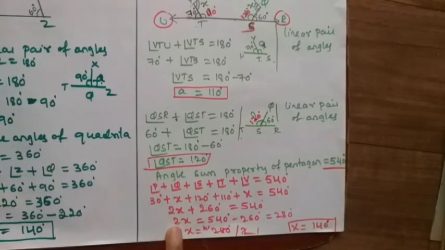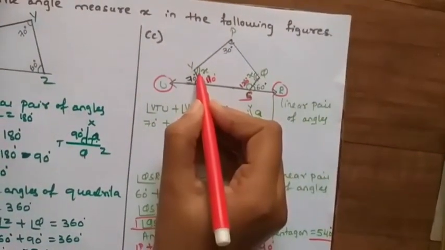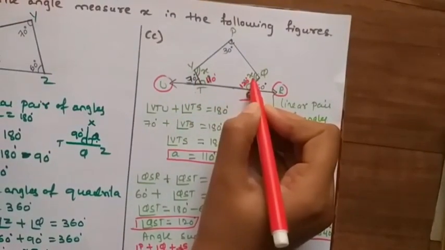Here 2 into x is equal to 280 degree. So x keep as it is. When 2 goes to the right hand side, it becomes a denominator. So you get 280 degree divided by 2. So 2 ones are 140 degree. So x value is how much we get here? 140 degree. Here we have the 2x values. This is also 140 degree and this is also 140 degree.